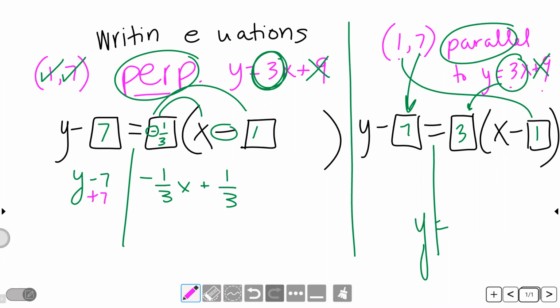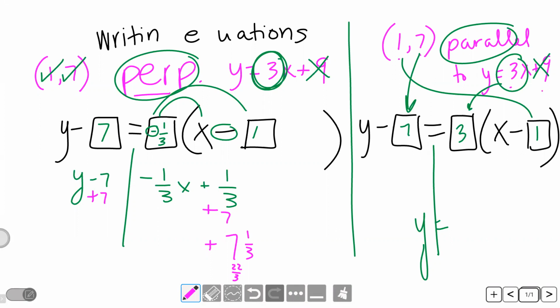You have your calculator. You can do 7 plus 1/3. It'll probably even let you leave it like that. I don't like that though. Technically it's what, 22/3? But again, that's the process and that's the formula. So writing equations, parallel and perpendiculars.